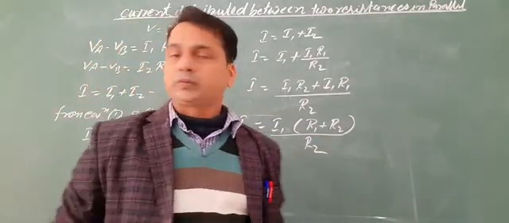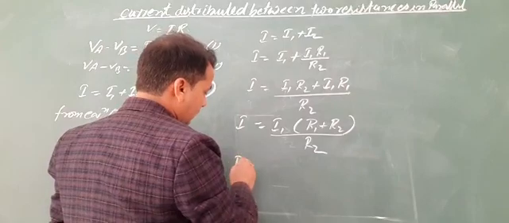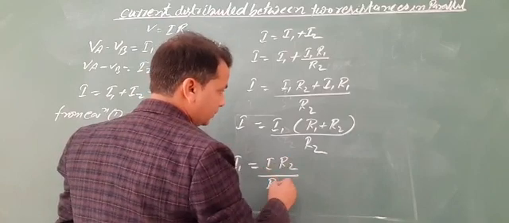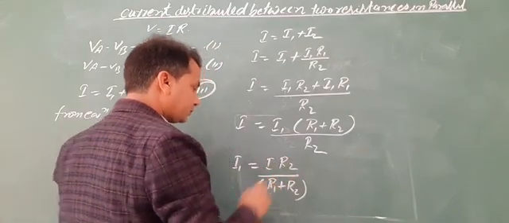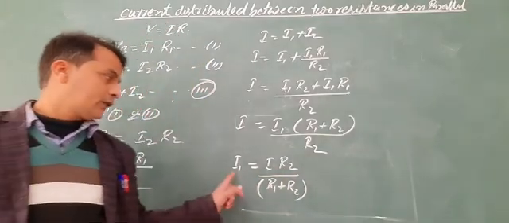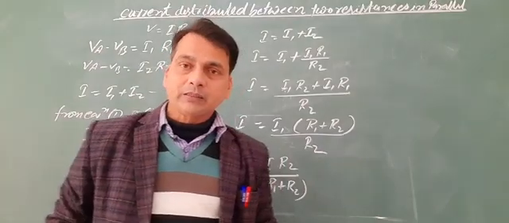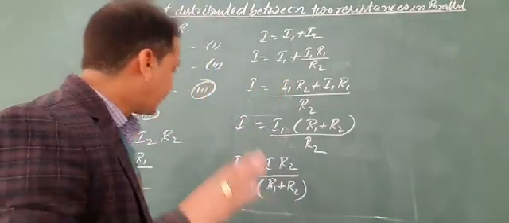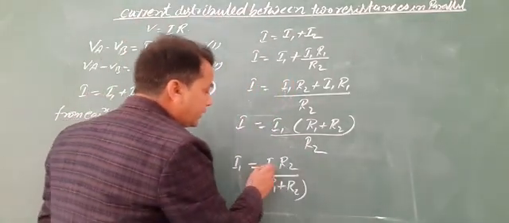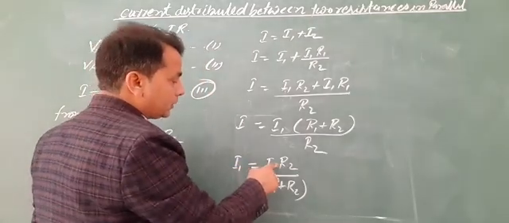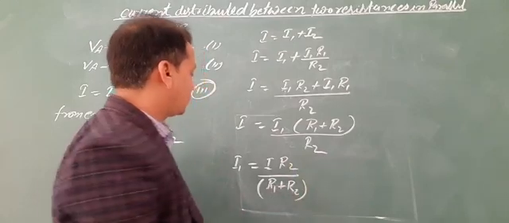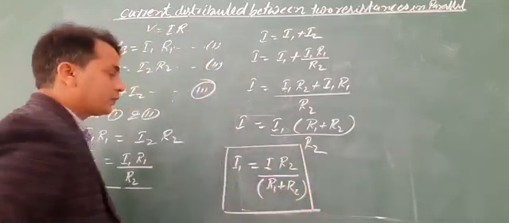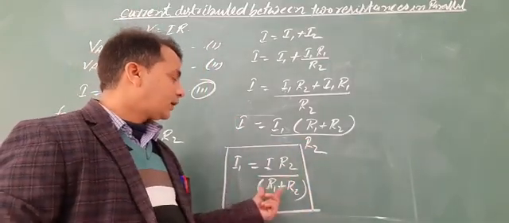So current I1 equals I R2 by R1 plus R2, which means the current that flows across R1. The value of current flowing across R1 equals the total current I times R2 by R1 plus R2. So the net current I1 flowing across R1 is I R2 by R1 plus R2.